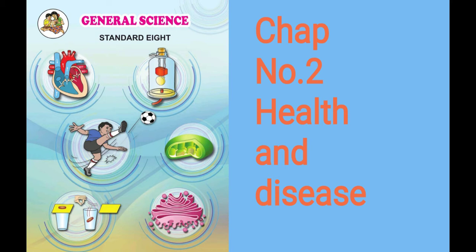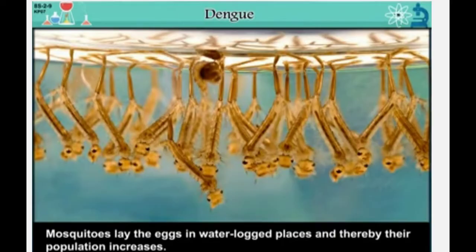Students, in the last lecture we learned about some infectious diseases, that is tuberculosis, hepatitis, dysentery, cholera, and typhoid. Now in this session we are going to learn some important diseases of present days. First, dengue.